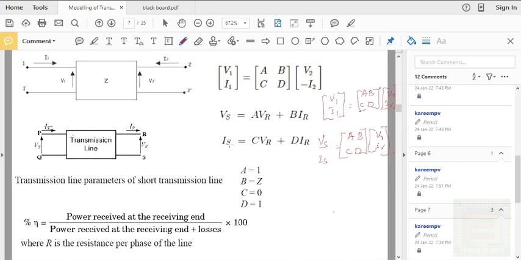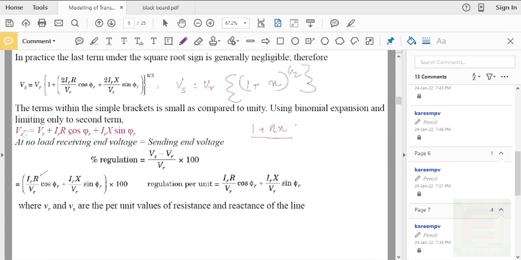And if you represent the sending end current in terms of the receiving end voltage and receiving end current, you can evaluate C and D. So once you get the A, B, C, D parameters, you can represent the transmission line in terms of its transmission or ABCD parameters. So from here we have seen this is the standard representation.